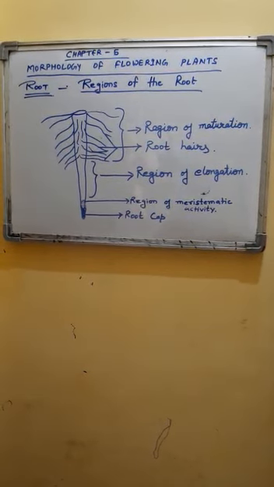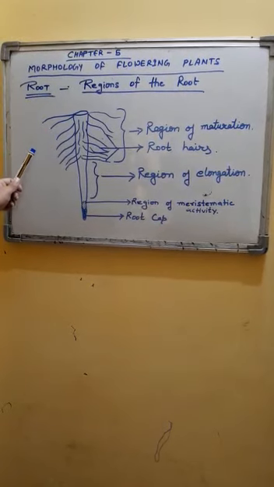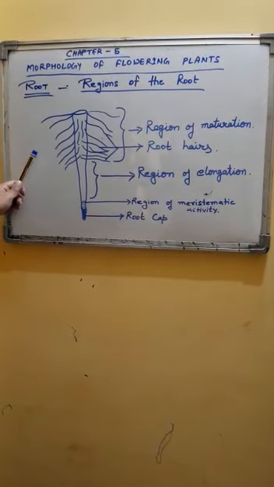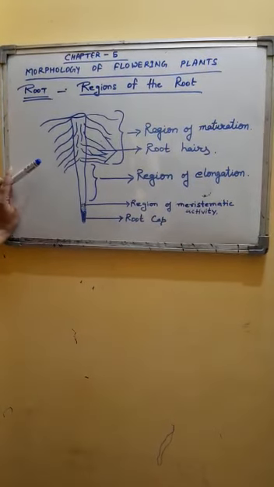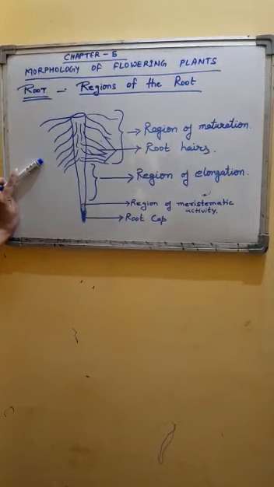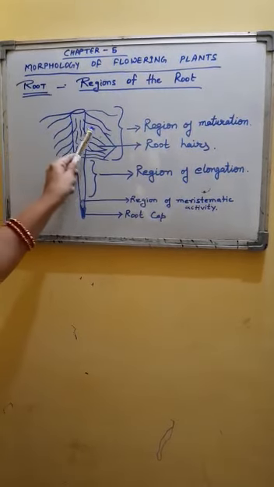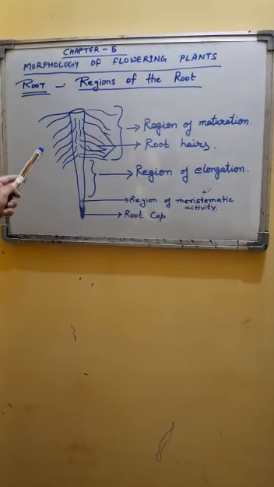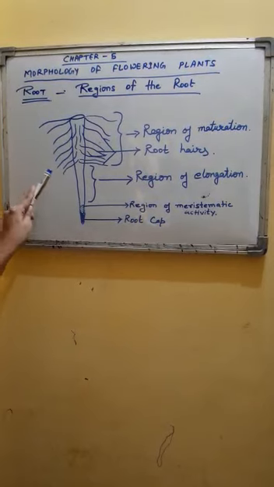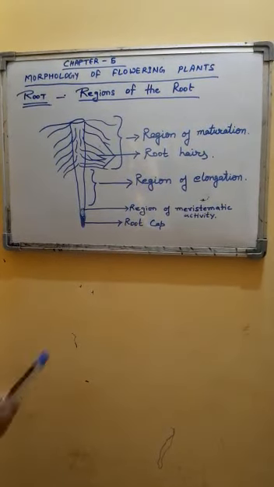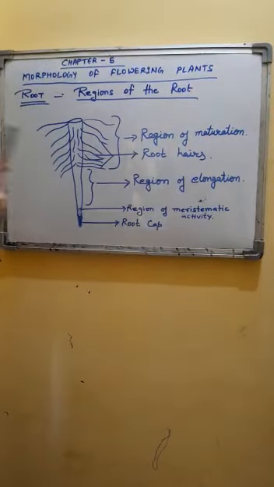Root hairs are very fine, delicate structures which arise from root, and these are formed of epidermal cells. These root hairs are specialized to absorb water and minerals from the soil. These emerge out from region of maturation and just spread in soil and absorb water and minerals from soil. So the region of maturation is the part from where root hairs arise.